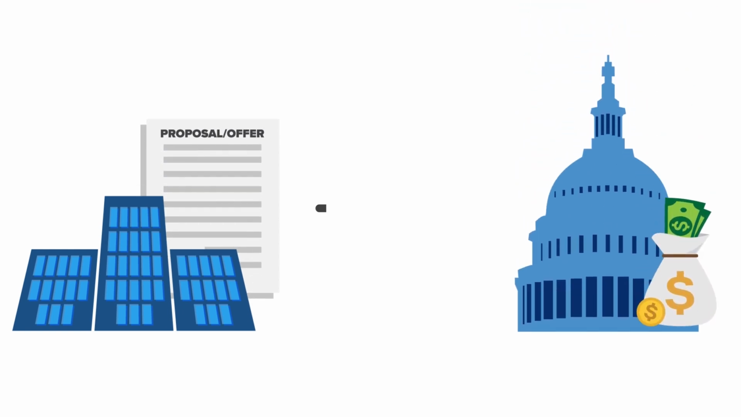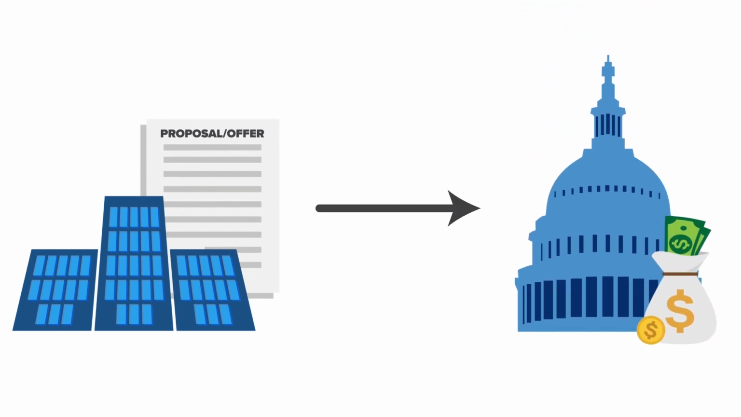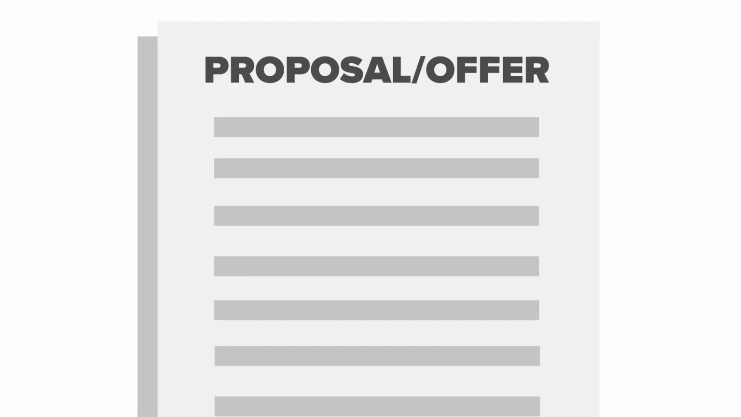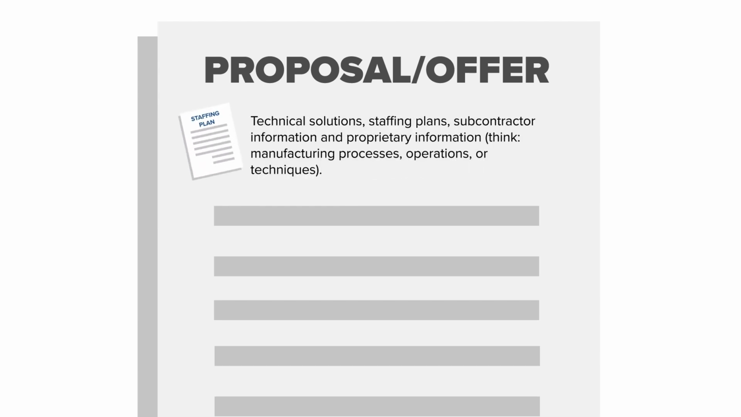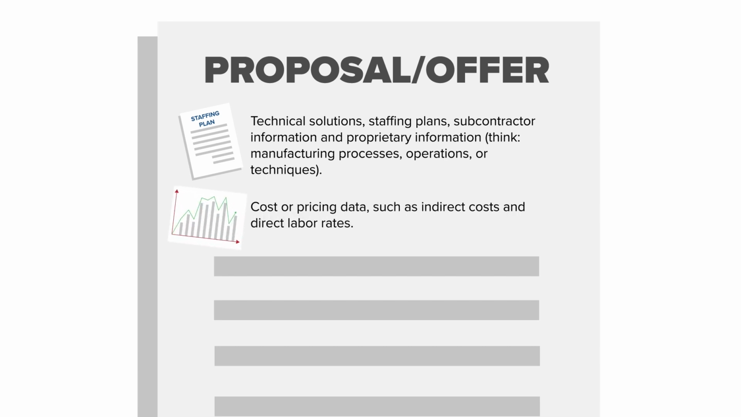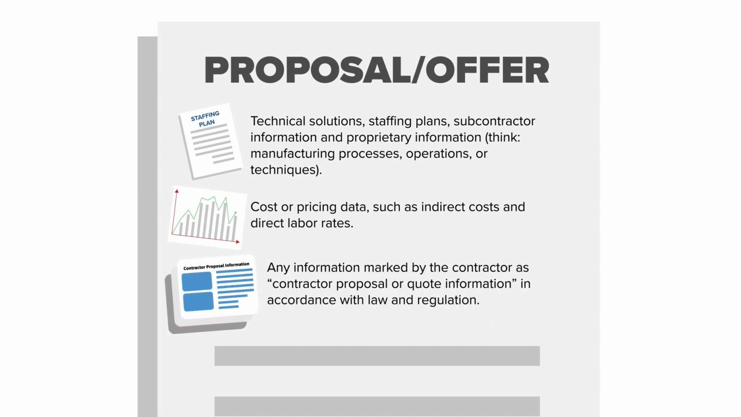When industry partners bid on a government solicitation, they submit information directly to the government as part of a proposal or quote package. This is an offer in response to the solicitation. This offer is not made public and may include technical solutions, staffing plans, subcontractor information, and proprietary information. Think manufacturing processes, operations, or techniques, cost or pricing data such as indirect costs and direct labor rates, and any information marked by the contractor as contractor proposal or quote information in accordance with law and regulation.